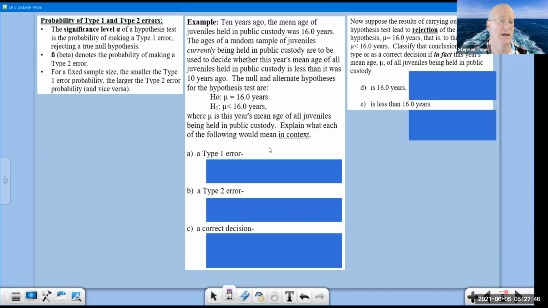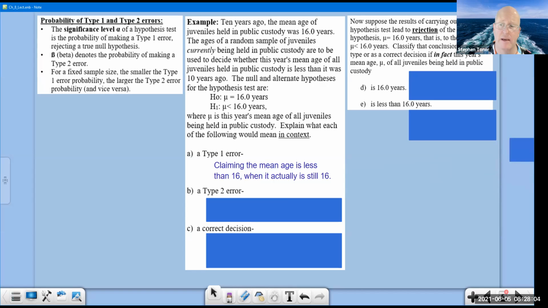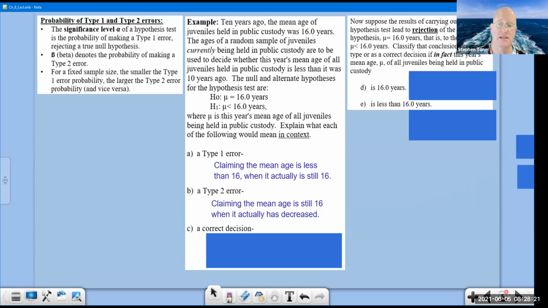Explain what each of the following would mean in context. In other words, I don't want you to say type 1 error, reject H0 when in fact H0 is true. What does rejecting H0 mean? Well, it means that you are going to be claiming the mean age is less than 16. That's what H1 is, when it actually still is 16 years old. A type 2 error is going to be agreeing with H0. So you're going to be claiming the mean age is still 16 when it actually has decreased, when it actually is less than 16.